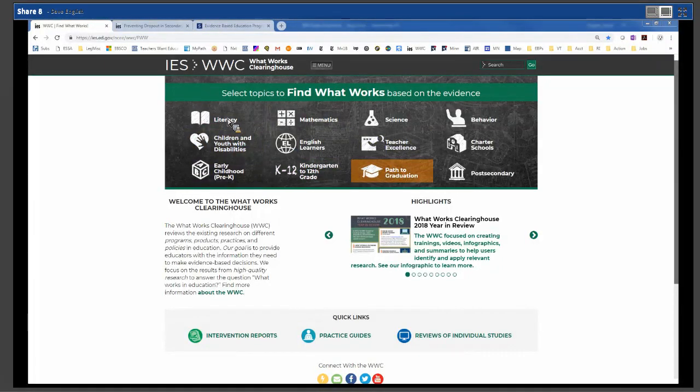So this is the cover of the Find What Works Clearinghouse. And the first thing you'll see is different portals to getting into the summaries of research. You can either enter them by outcomes that you're interested in, such as literacy achievement, or you can enter them by the approach to your practice, such as improving teacher quality. For our purposes, we are going to go into literacy.